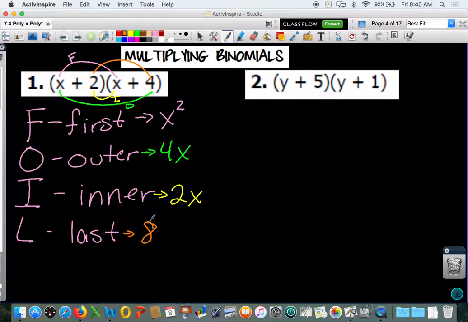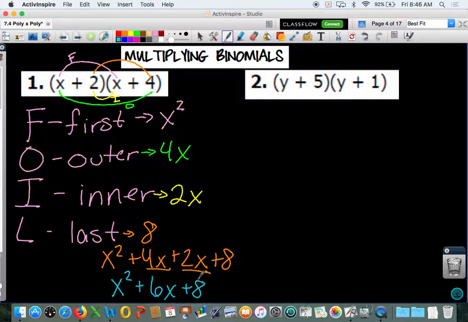One more step, which would be to combine all your like terms. So you can write your answer, take all out, and you would have x squared plus 4x plus 2x plus 8. And then you have like terms to combine. So if you go ahead and combine those, x squared doesn't have anything, so it comes down. x squared plus 4x plus 2x gives you 6x plus your 8. So your final answer would be x squared plus 6x plus 8. That's one way that you can think of solving a binomial times a binomial.